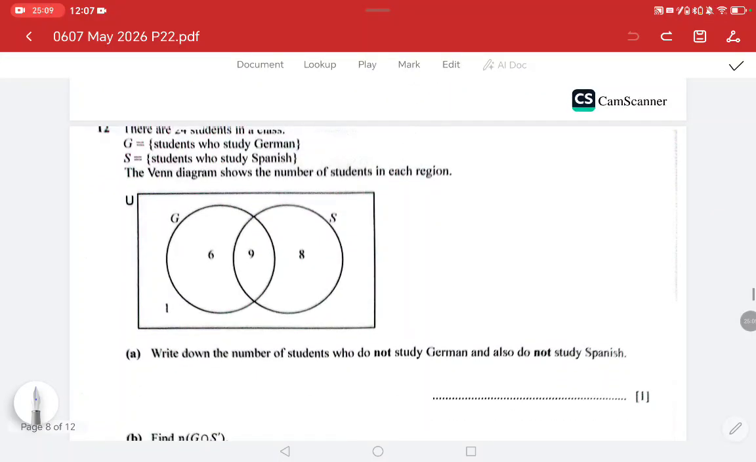Next question, question 12. There are 24 students in a class. G is students who study German, and S is students who study Spanish. The Venn diagram shows the number of students in each region. Write down the number of students who don't study German and also don't study Spanish. So, of course, it's 1.